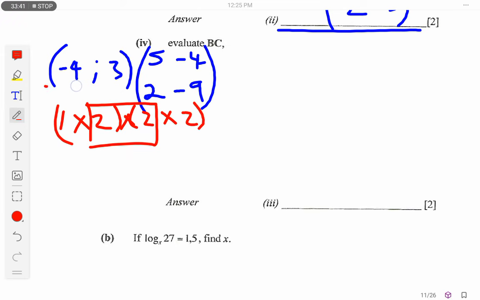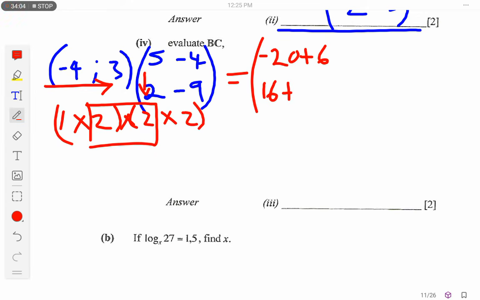Now let's multiply row by column. We get minus 4 by 5, which is minus 20, plus 3 by 2, which is plus 6. Then we go on to the next one. We have minus 4 by minus 4, we get 16. Then plus 3 by minus 9, we get minus 27.